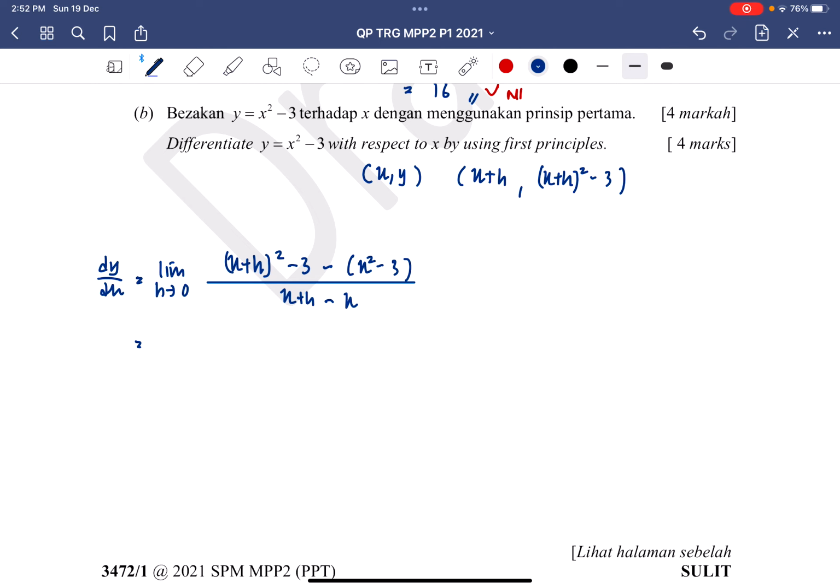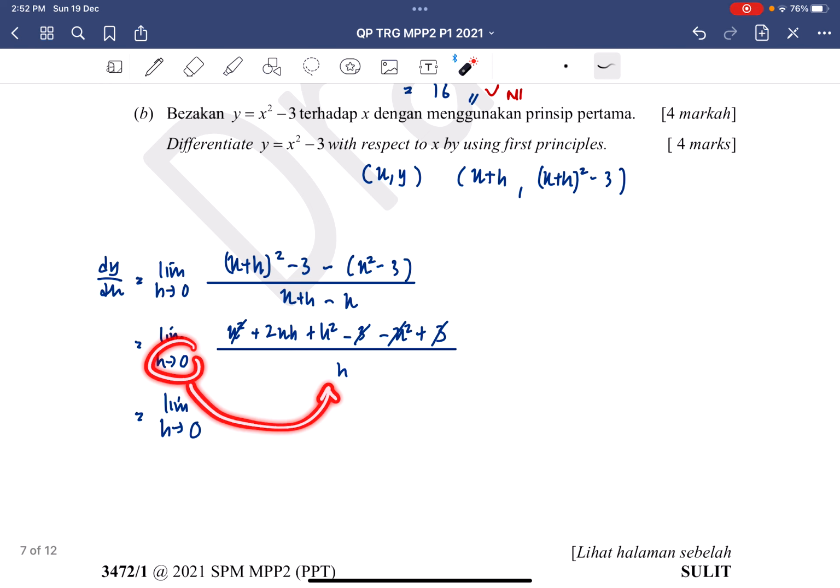So I'll try to expand, and simplify it out, x squared and negative x squared and so on. When you divide, you can't do direct substitution, because when you substitute h equals 0 into the expression, you will get 0 below, and eventually you get undefined. So you need to simplify.